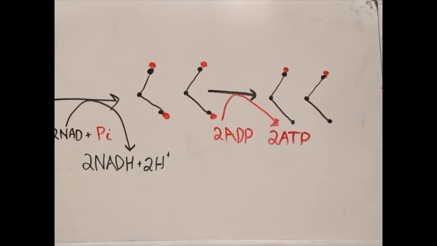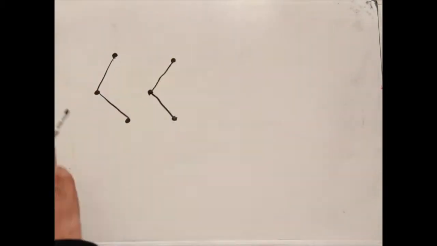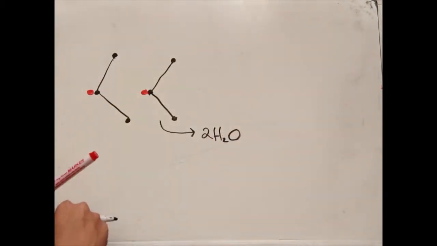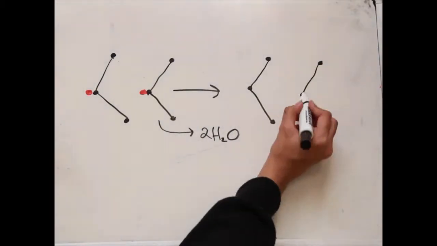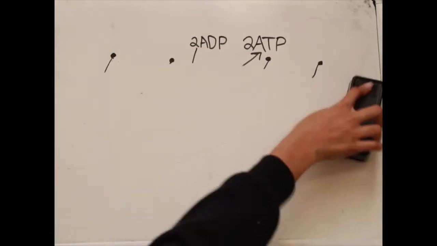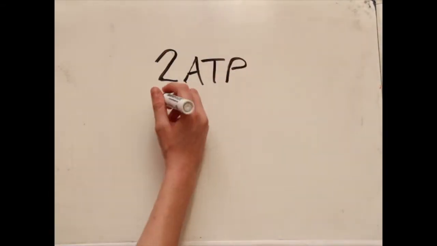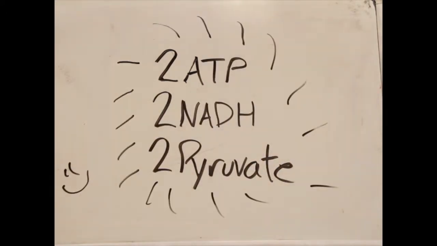2 ADP turns into 2 ATP as they take the phosphate group on the end of the molecules. The phosphates slip down to the middle and become pyruvate 2-phosphate. H2O leaves. 2 ADP becomes 2 ATP as the phosphates leave the 2 molecules, leaving behind 2 pyruvates and the end result of glycolysis. So the products of glycolysis are 2 ATP, 2 NADH, and 2 pyruvates.